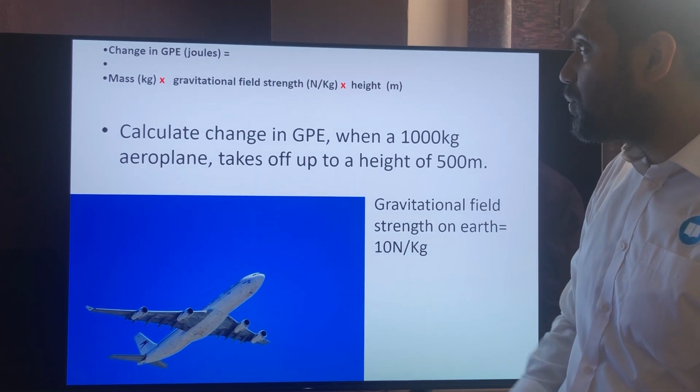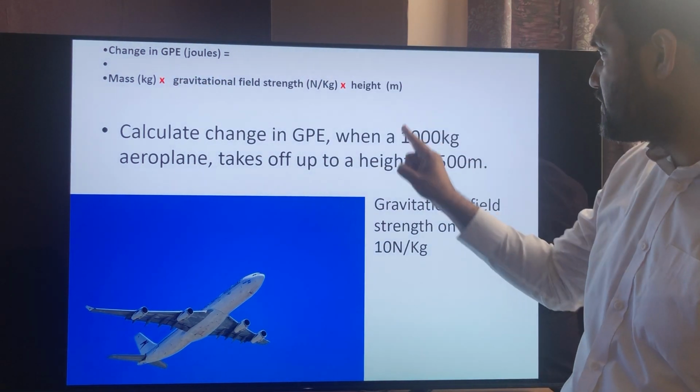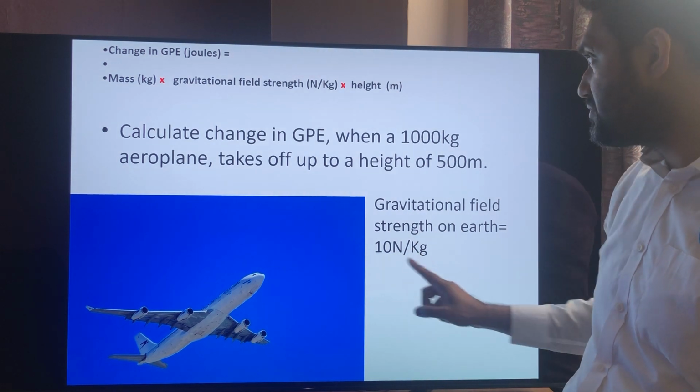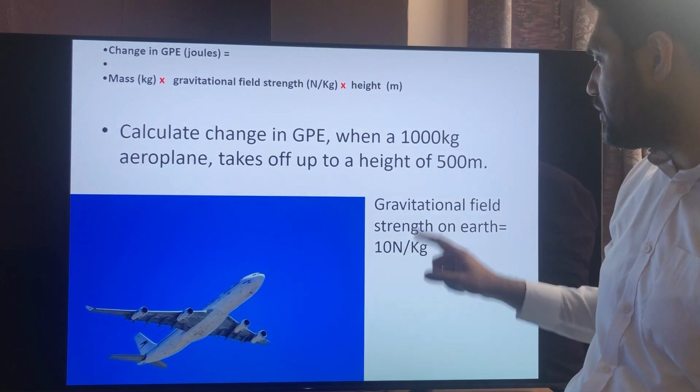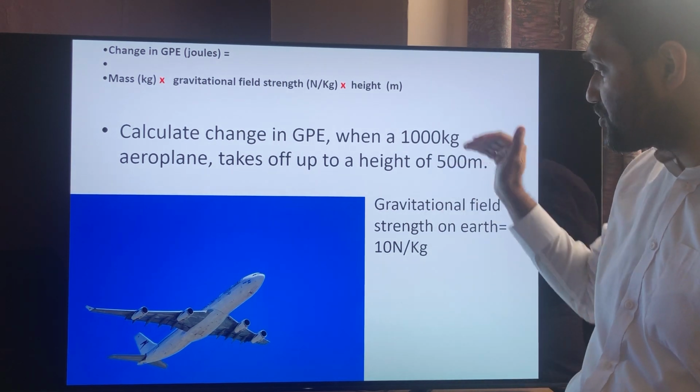So I'm trying to work out the GPE. What numbers do I need? I need the mass. Where's my mass? There it is, 1,000. Where's the gravitational field strength? There it is, 10. So it's 1,000 times 10. Where's the height? There you go, 500. So it's literally in the question, the numbers are there.